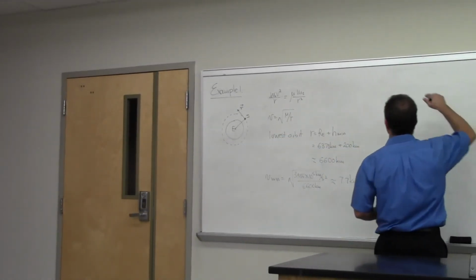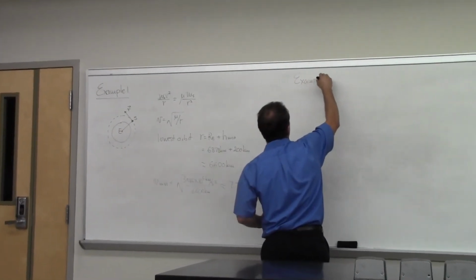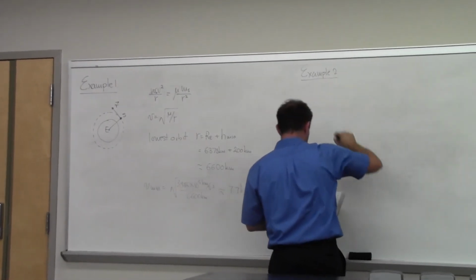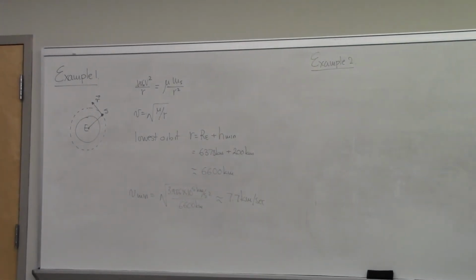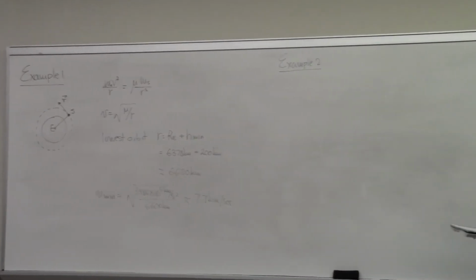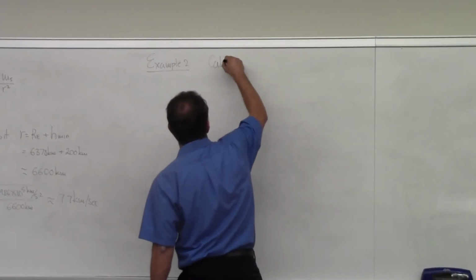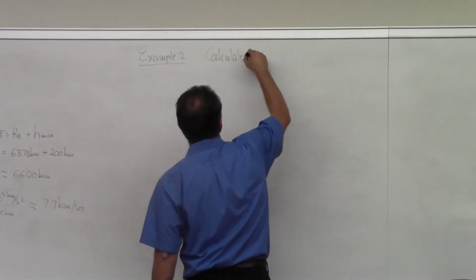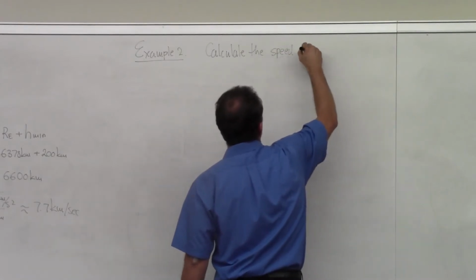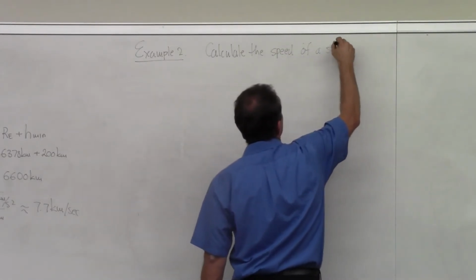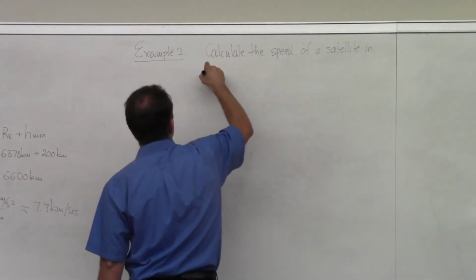Okay, so example 2. It says calculate the velocity, the speed, of a satellite in a circular geostationary orbit. So calculate the speed of a satellite in geostationary orbit.